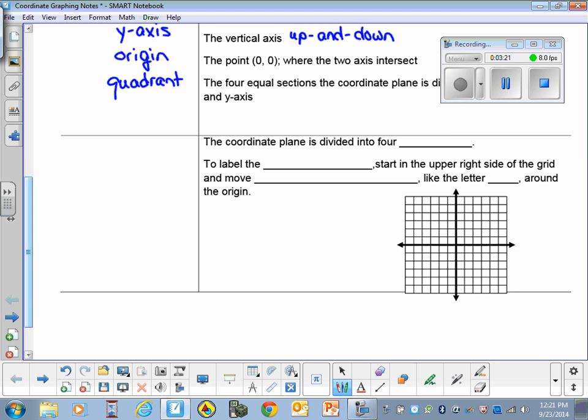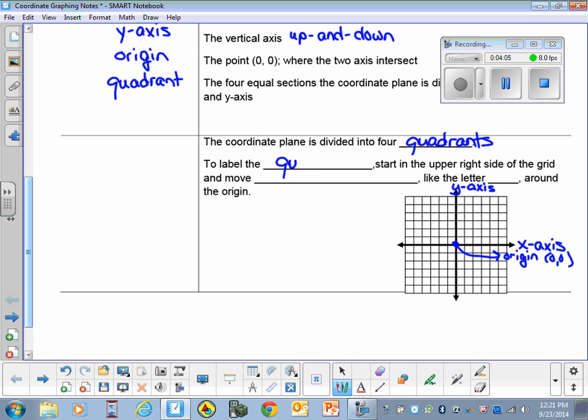So how do I identify the parts in the coordinate plane? The coordinate plane is divided into 4 quadrants. So let's start by labeling our axes. This is the x-axis. It's horizontal. It goes side to side. This would be our y-axis. It's the vertical one. It goes up and down. This coordinate is the origin. It's the point 0, 0. And now we're going to break our coordinate plane into 4 equal parts called quadrants.